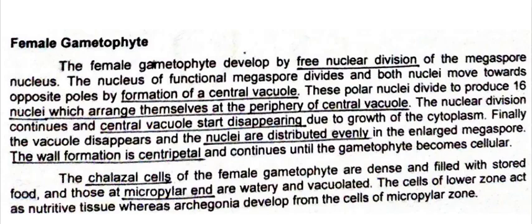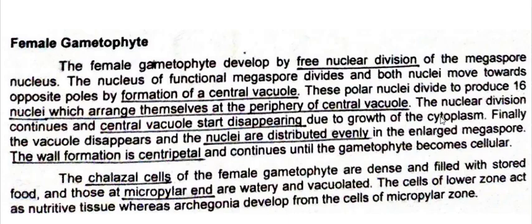The nucleus of the megaspore divides by free nuclear division. After the first division, the nucleus of the functional megaspore divides and two nuclei are produced, and these move towards the opposite poles, and in the center a vacuole is formed.